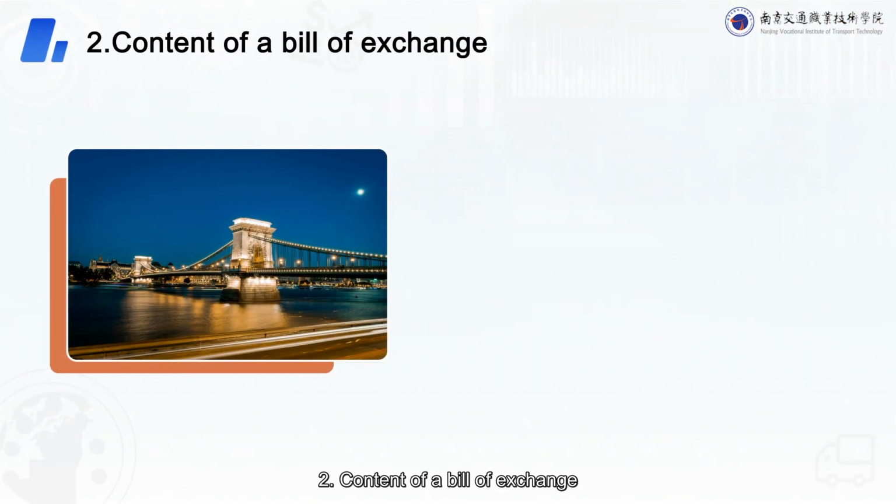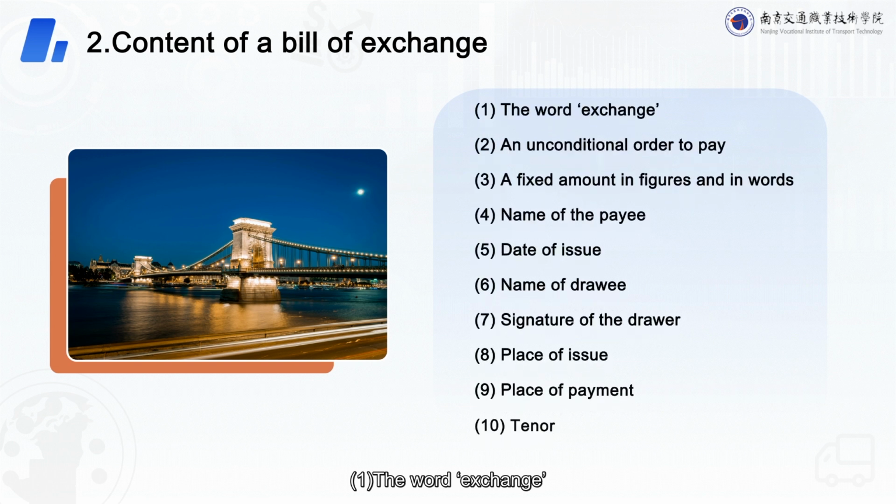2. Content of a bill of exchange. The content of a bill of exchange includes: 1. The word "exchange". 2. An unconditional order to pay. 3. A fixed amount in figures and in words. 4. Name of the payee. 5. Date of issue. 6. Name of drawee. 7. Signature of the drawer. 8. Place of issue. 9. Place of payment. 10. Tenor.